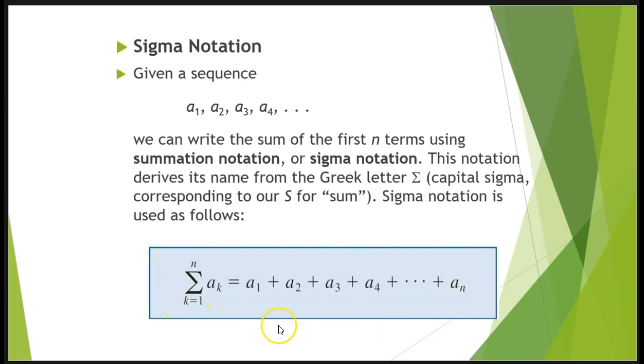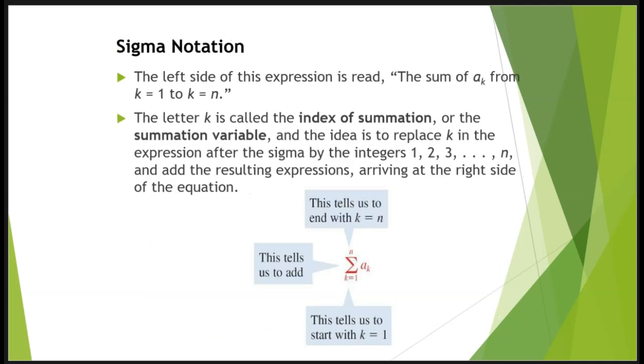And on the next slide, I'm going to break down the pieces of this. So the left side of the expression on the previous page is read the sum, so right here is our sigma, the sum of a sub k from k equals 1 to k equals n. So the letter K is called the index of summation, or sometimes summation variable. And the idea is to replace K in the expression with integers 1, 2, 3 to the nth. And then you add the resulting expressions, arriving at the right side of the equation. So the bottom is where to start, the middle sigma tells us what operation we're doing, and the top is the end.